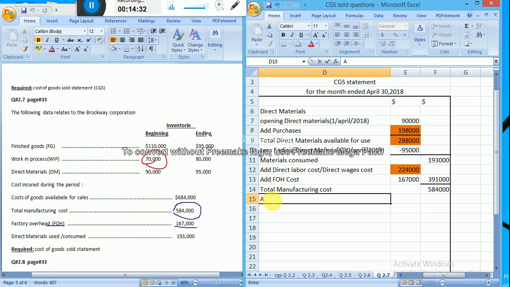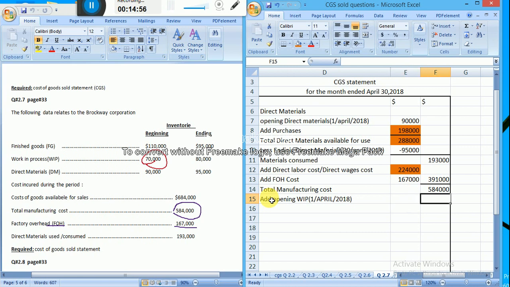So add opening work in process. Opening work in process means that on 1st of April 2018. Why? Because this is the remaining work in process of 31st March.